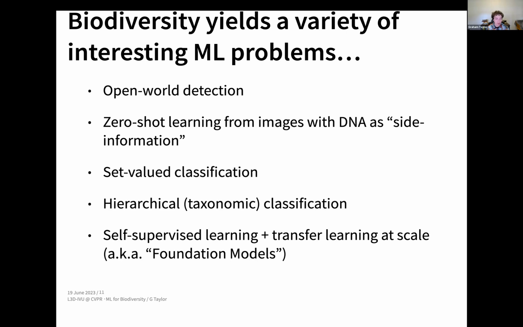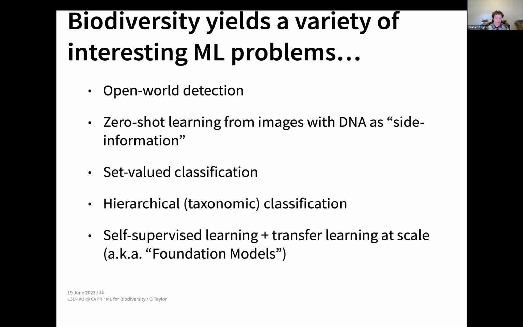Zero-shot learning, which I'll mention at the end. We might be familiar in the vision field with using text data as side information for zero-shot, and this has been mentioned at the workshop already. But we can also use these DNA barcodes as side information, rich indicators of what it means to be a species. Set value classification: I'll spend most of my time today talking about set value classification, the idea of having a classifier not produce just a single label for an input, but a variable number of labels for each input.